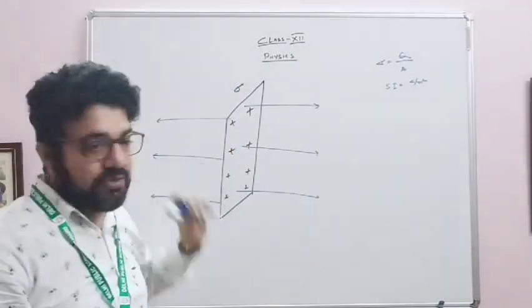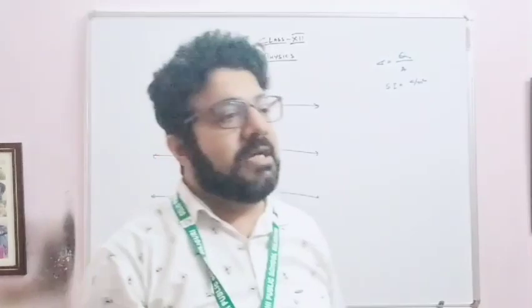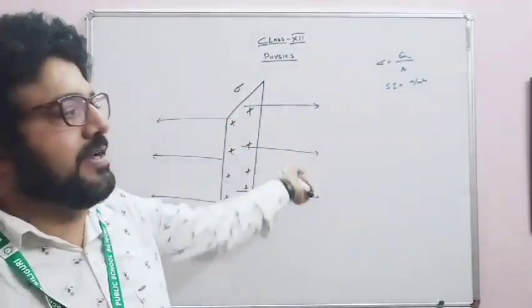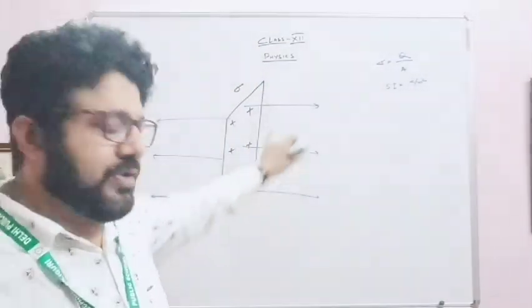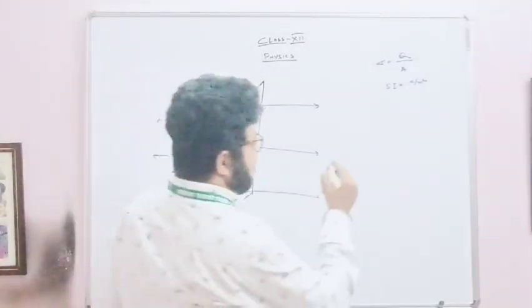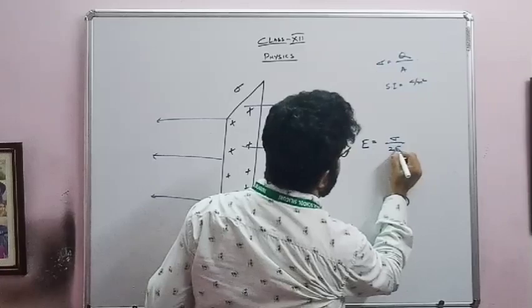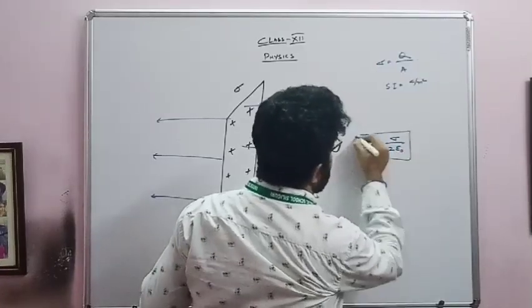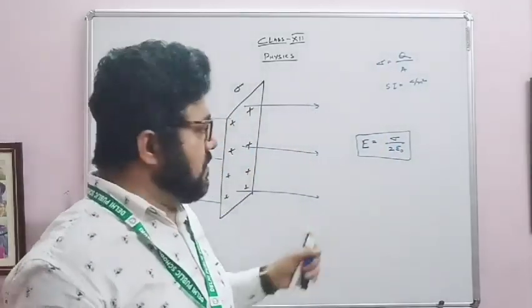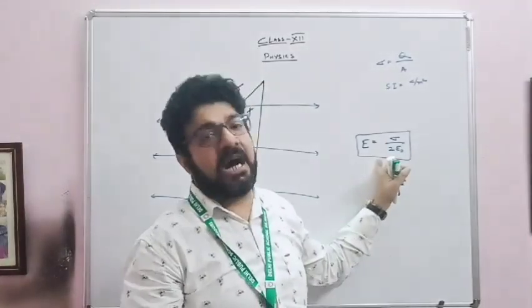Now see, this is one question. They can ask you, draw the electric field lines for an infinitely long sheet. You can draw it. Now the second question. What is the value of electric field? So this one is sigma by 2 epsilon naught. Now how do you get this? How do we get this one?